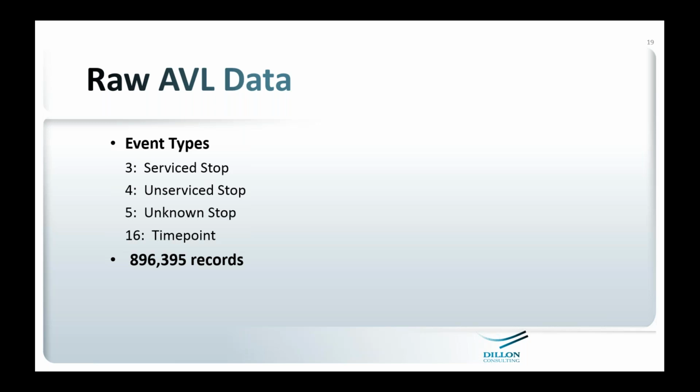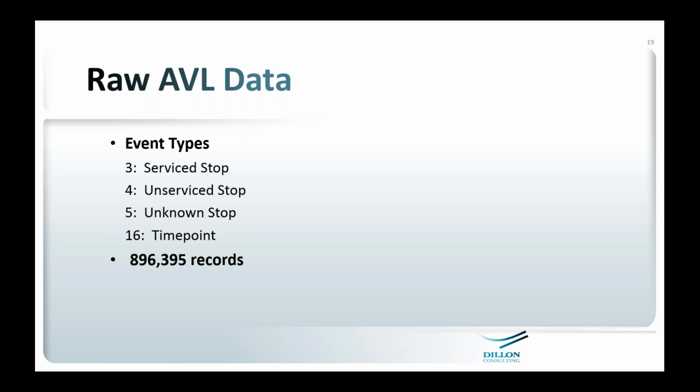The service stop is when a bus stops, opens its doors, and at a regular bus stop that's in the supply file, and there's boarding or alighting activity taking place at it. So it's a regular bus stop at which there's some people getting on or off. An unserviced stop is where the AVL has a timestamp, but it goes by a regular stop, but there's no passenger activity, so the doors don't open.